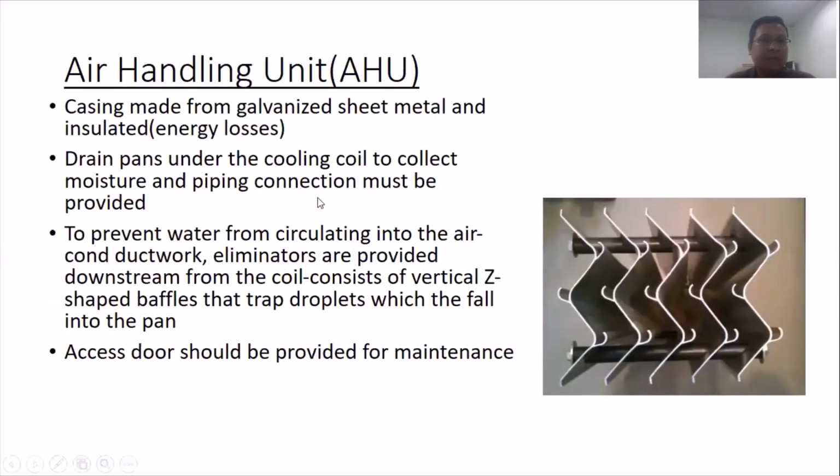Okay, air handling unit casing is made from galvanized sheet metal and insulated against energy losses, and then drain pans under the cooling coil to collect moisture, and piping connection must be provided to prevent water from circulating into the air conditioning ductwork. Eliminators are provided downstream from the coil, consisting of vertical Z-shaped baffles that trap droplets which fall into the pan. Access doors should be provided for maintenance.